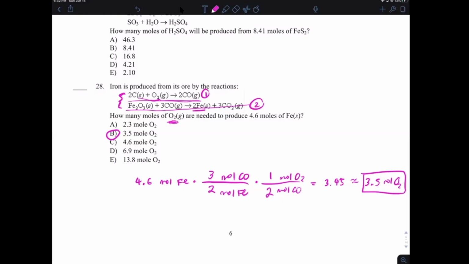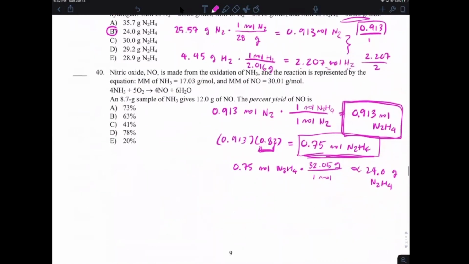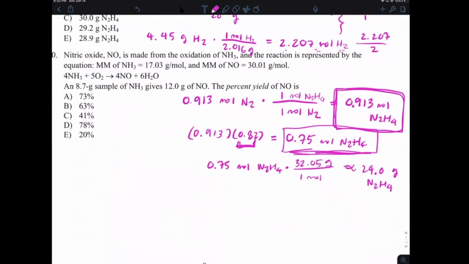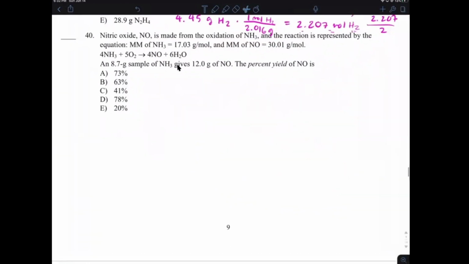Okay, let's do number 40. Okay, so it says nitric oxide is made from oxidation of NH3 and its reaction is represented by this equation. I'm gonna go ahead and get rid of this. Okay. So an 8.7 gram sample of NH3 gives that. Okay.